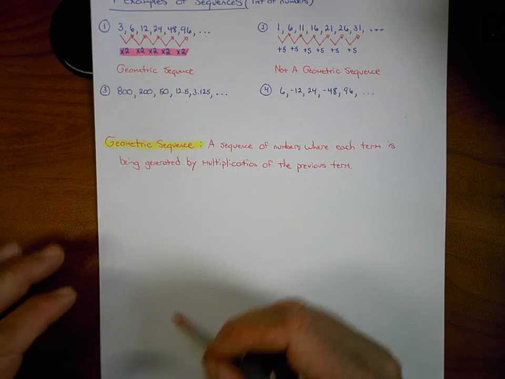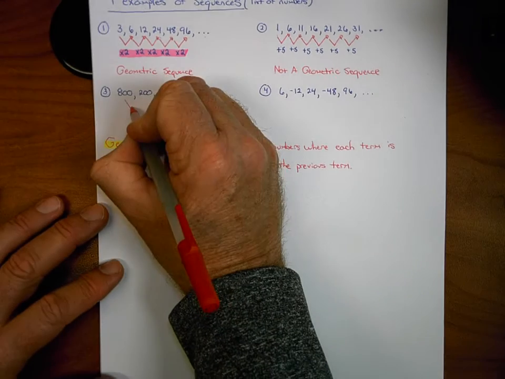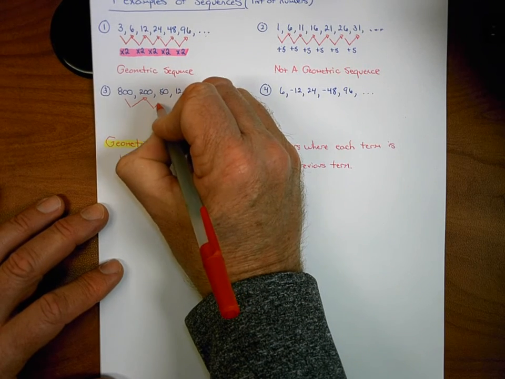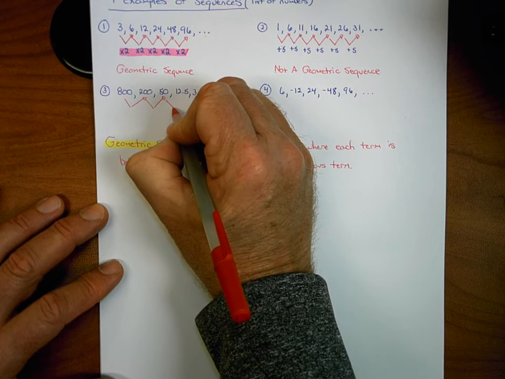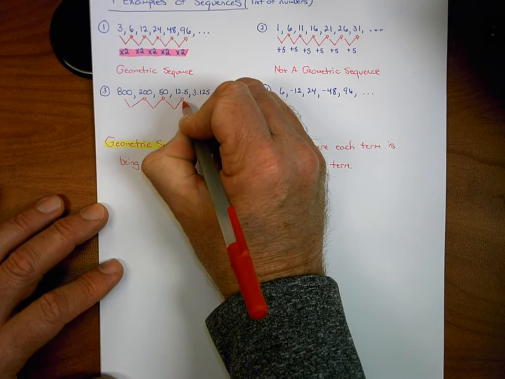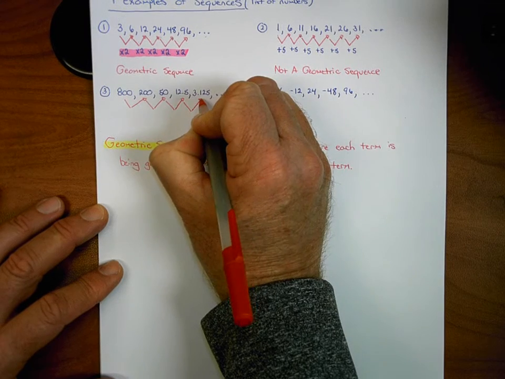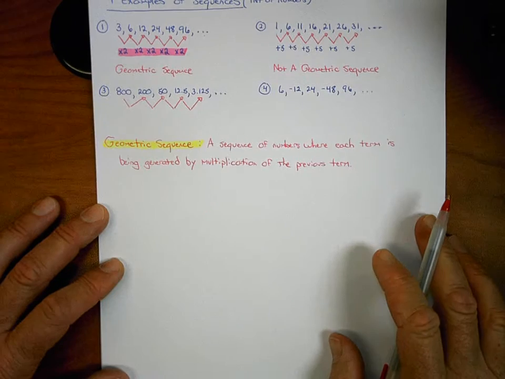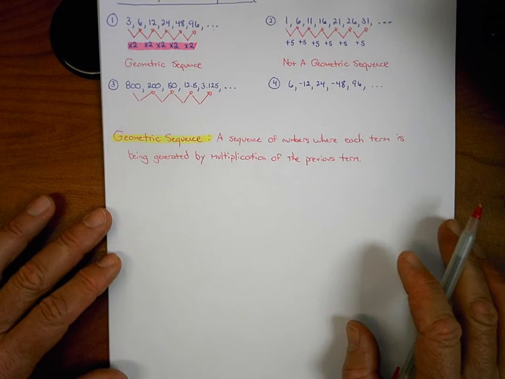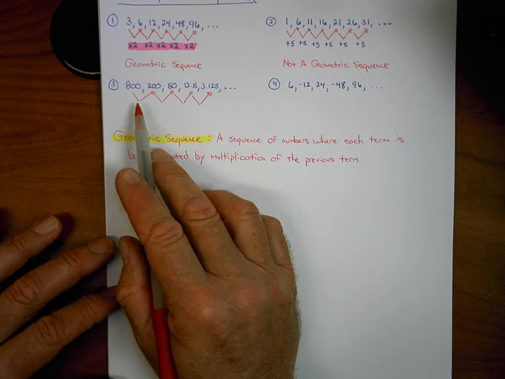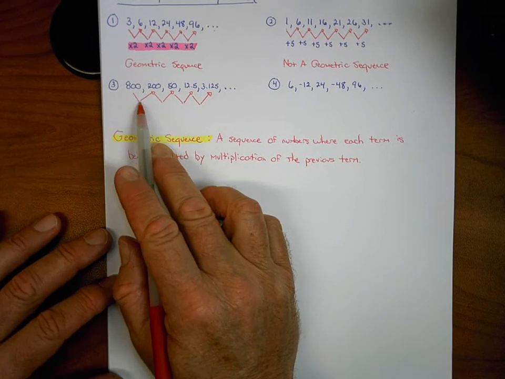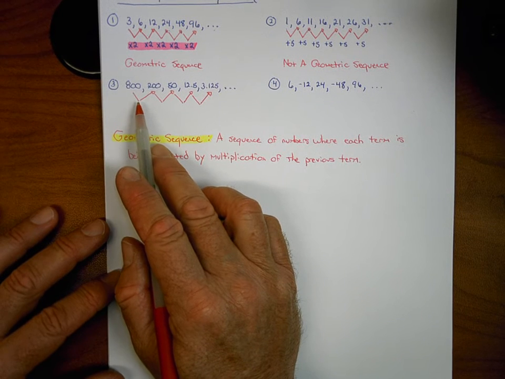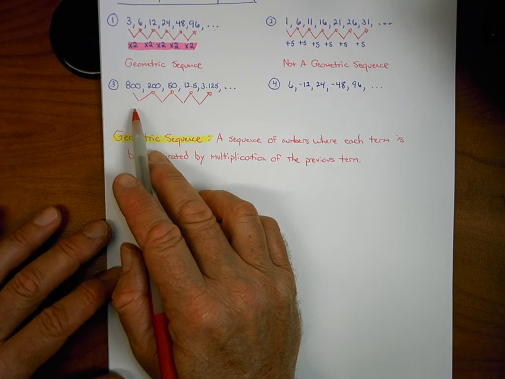Okay, taking a look at number 3 right here, I have 800. I went down to 200. 200 went down to 50. 50 went down to 12.5. 12.5 went down to 3.125. So I'm decreasing in value. What's the pattern that I'm using in order to decrease? Well, there's only 2 ways to make numbers decrease. I could either subtract, or I could divide, or I could do the opposite of divide, which is multiply by a fraction.